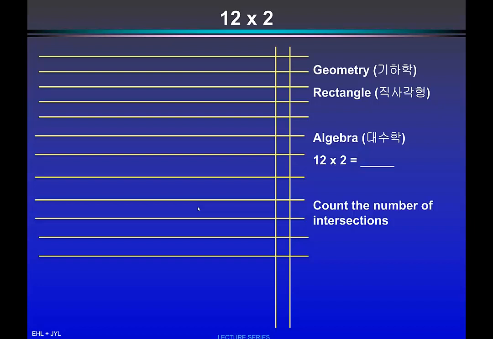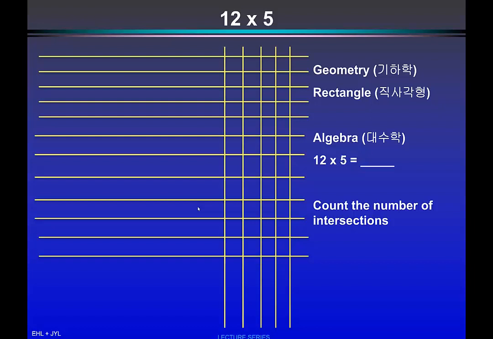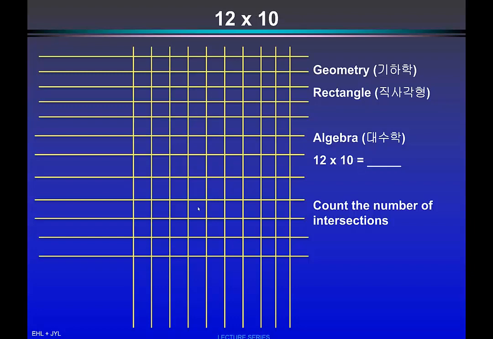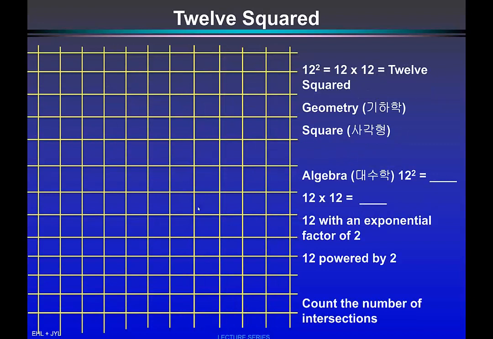Right now, you know why multiplying two numbers gives you the numbers 24, 36, 48, 60, 72, 84, 96, 108, 120, 132, and 144, or 12 squared, which is the number of intersections, 144.